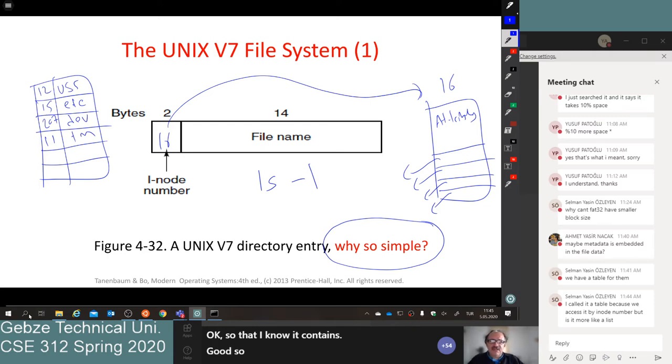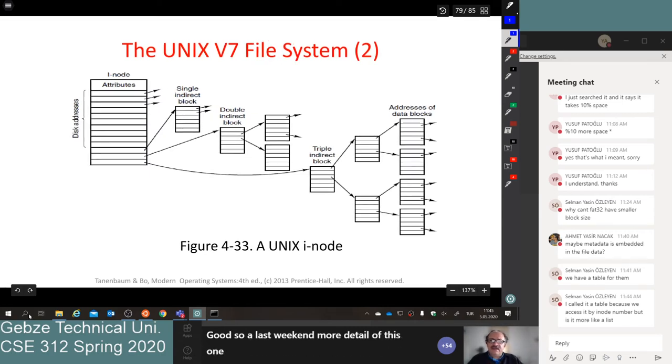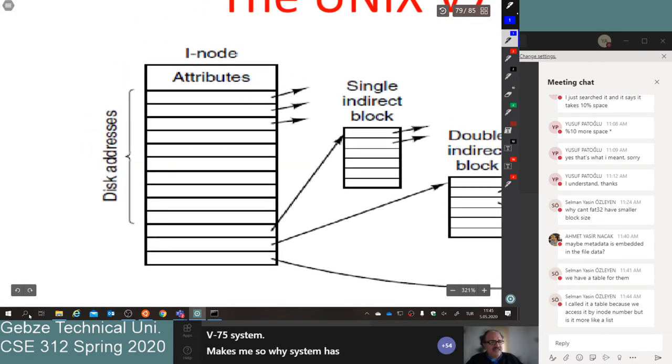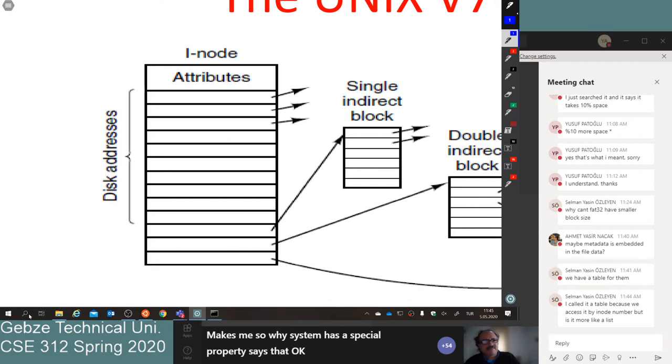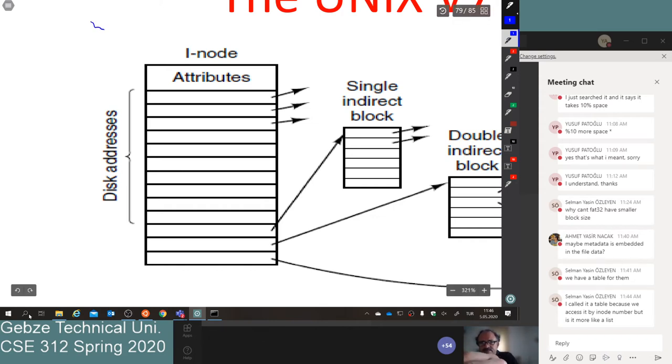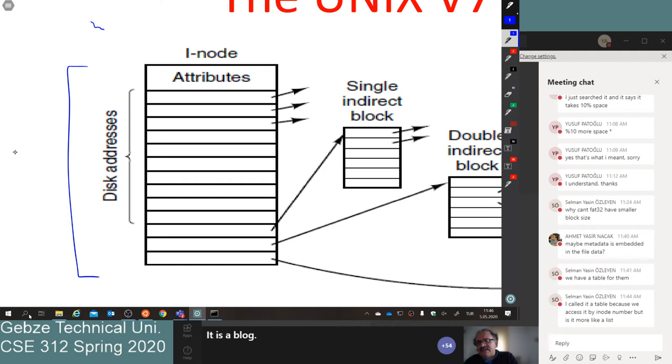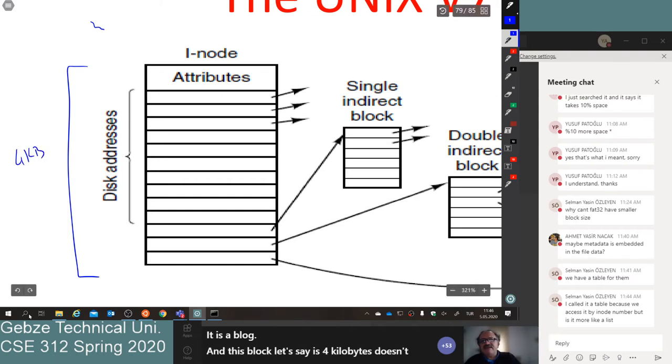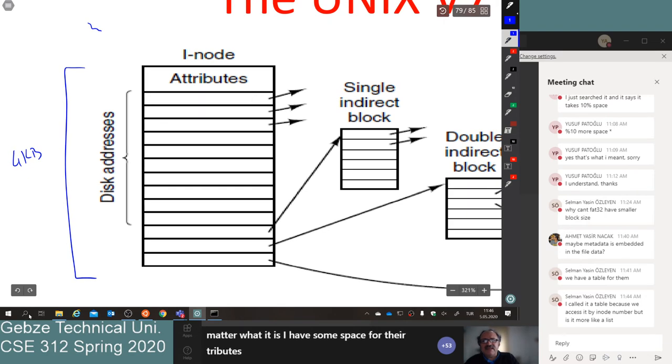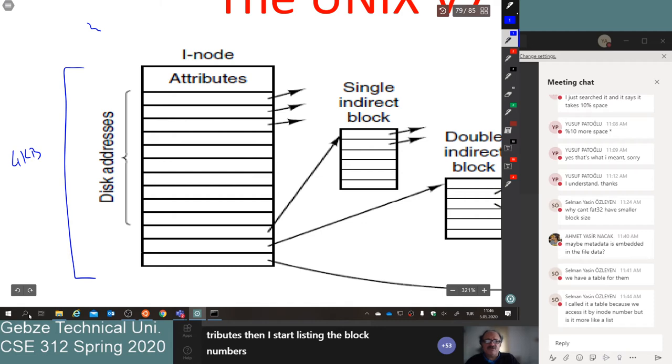Good. So let's look at more detail of this one. Usually, as I said, each file is pointing to an inode. At the top, I have the attributes, then I have the block numbers, okay? The Unix V7 file system has this special property. This is a block, right? It is a block, and this block, let's say, is 4 kilobytes, doesn't matter what it is. I have some space for the attributes. Then I start listing the block numbers of the file. These are the block numbers of the file.